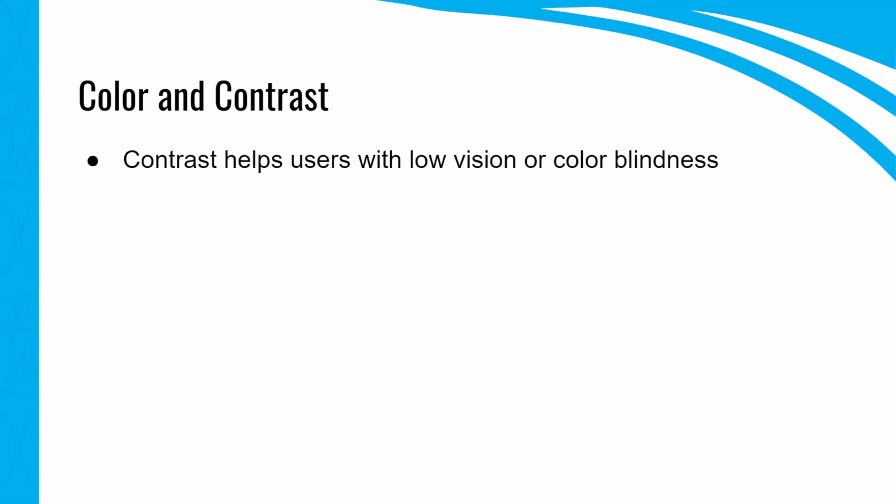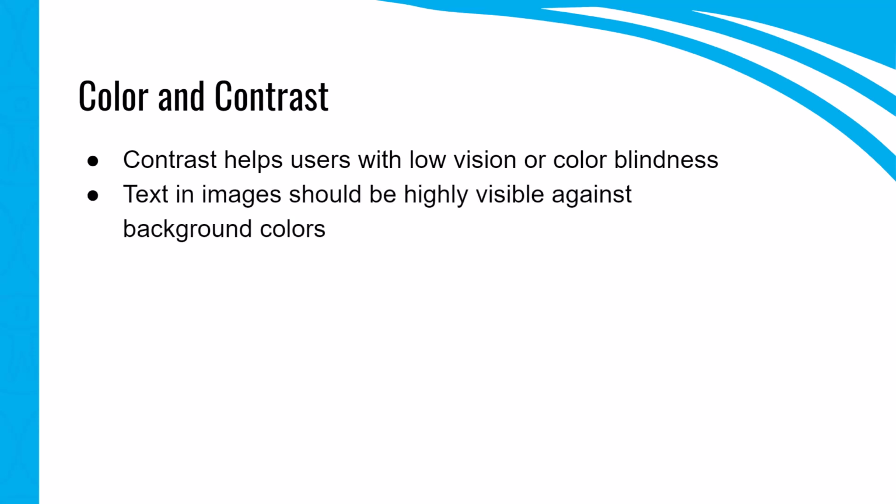Just like with text, we want to make sure our images, especially if they have text within them, have proper contrast for those with low vision or color blindness. Text should properly contrast any background color it is set against in the image. This is especially important when the image is very small or of a lower quality.